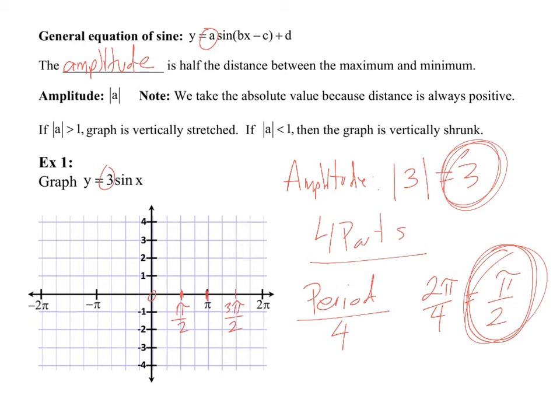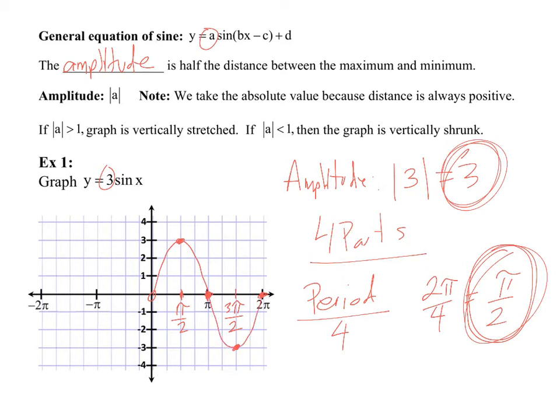Now, when I was at pi over 2, I know that that's where my maximum is going to be. So applying my amplitude, I go up to 3. And then it's going to come back down when I apply the next increment. And when I apply the next increment, it's going to go down again, this time to negative 3. And then it goes back up to 0. And that completes one cycle.